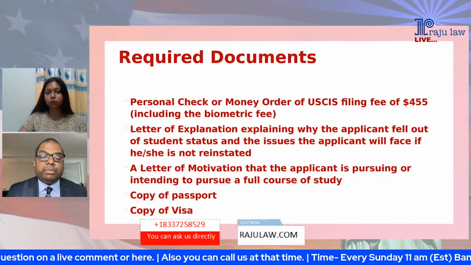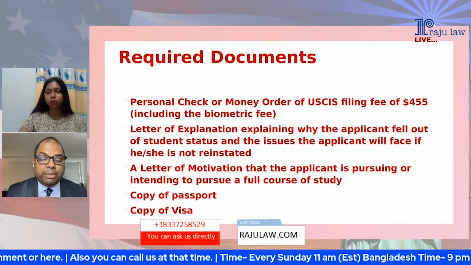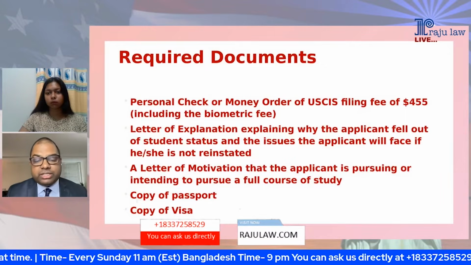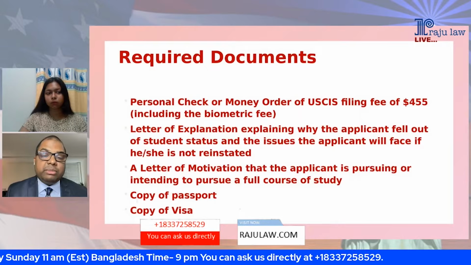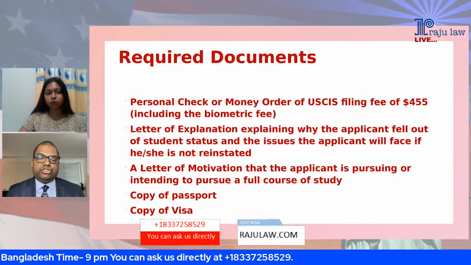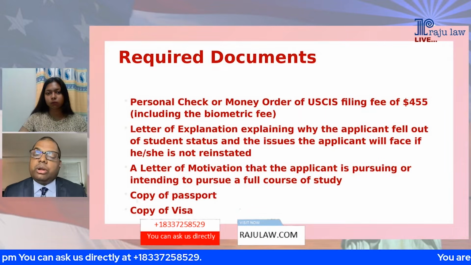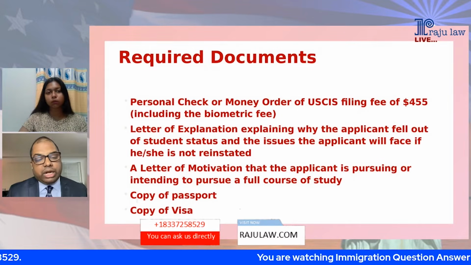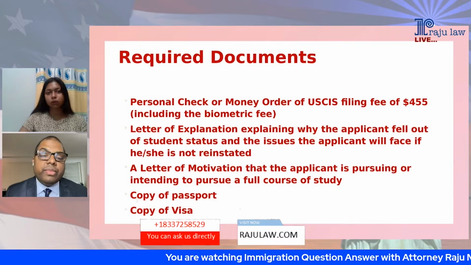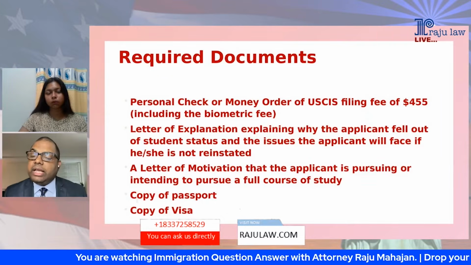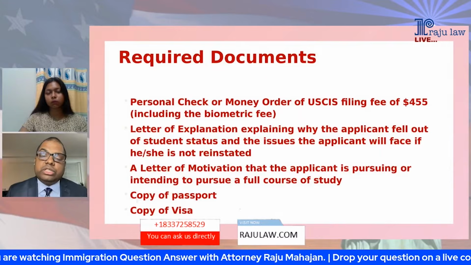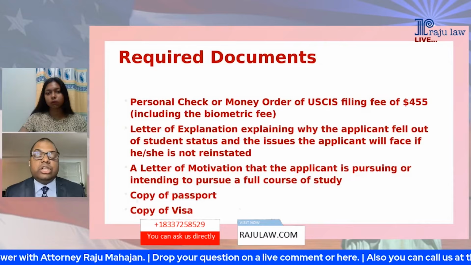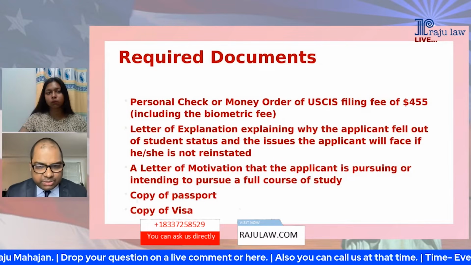Required documents. Remember, this list of documents is not applicable for everybody. In general, it is applicable to most people, but sometimes based on your situation, there can be different kinds of documents too. I'm just reading one by one. Number one, a personal check or money order for the USCIS filing fee of $450, of course, but if you apply beyond 5 months, then an additional $200. Letter of explanation explaining why the applicant fell out of student status and the issue the applicant will face if she is not reinstated. You have to submit a letter explaining the situation.